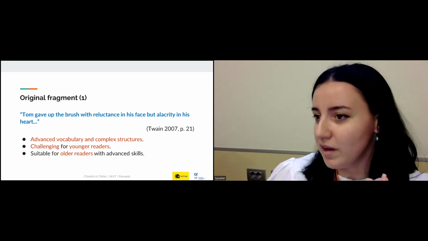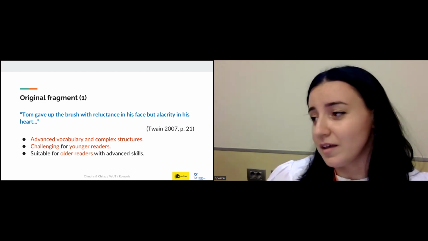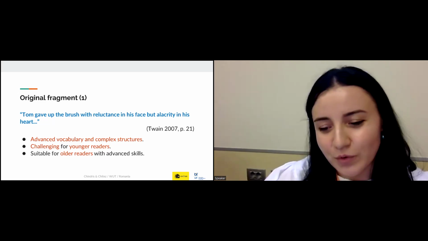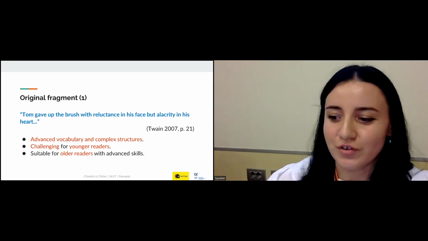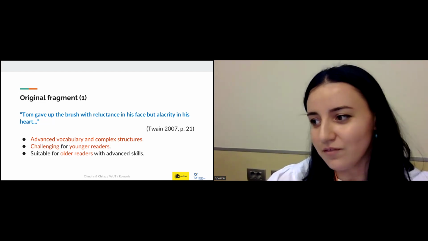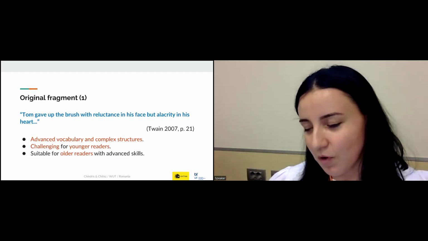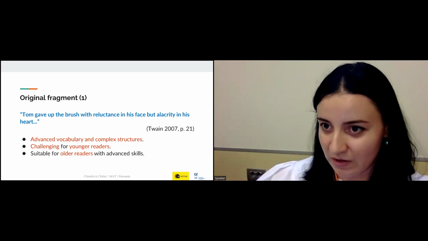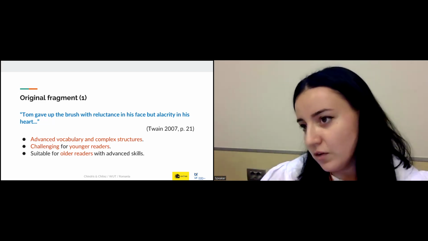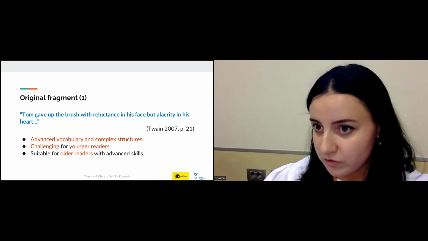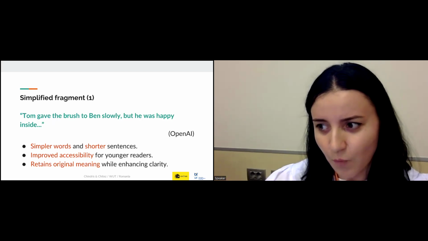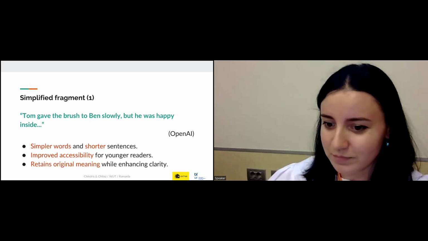And in Romania, we studied this novel in primary school. So, of course, we use simplified versions, but I'm just saying that even some already simplified versions are difficult, especially nowadays when kids, or at least in Romania, don't read a lot. And I think this is a widely spread problem.